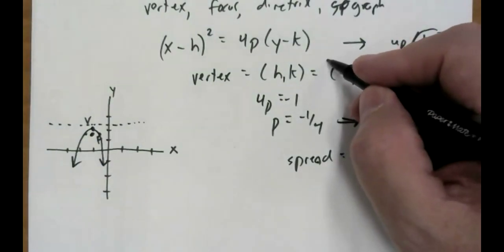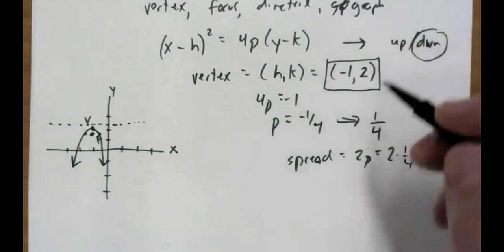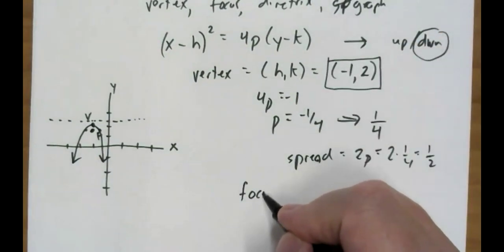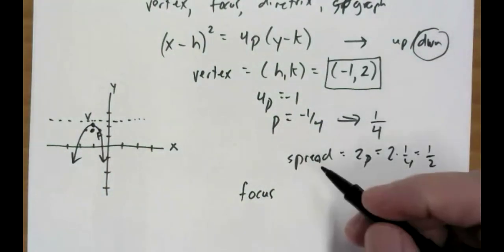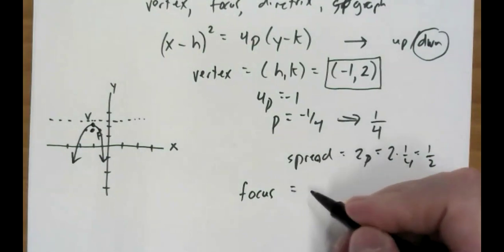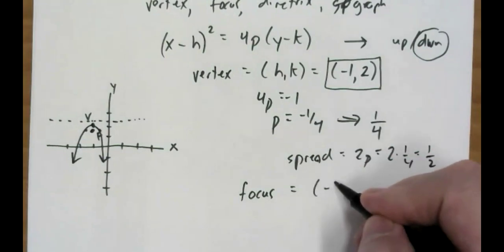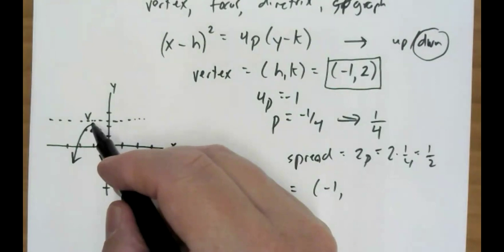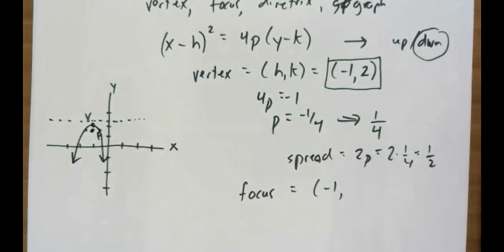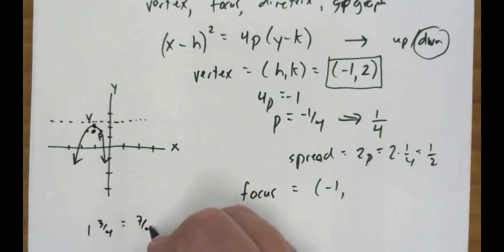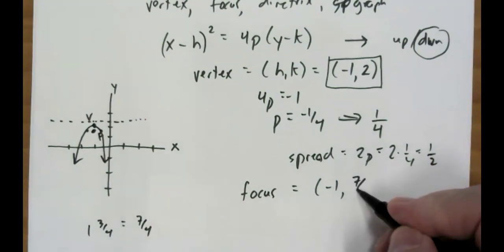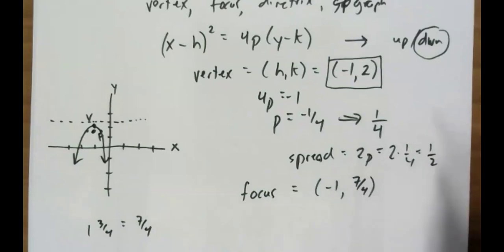So I know the vertex. From the vertex, I ended up going down 1/4. So the x is still -1. I was at 2 for the vertex. I went down 1/4. That's like 1 3/4. Let me write that as an improper fraction. That's 7/4. So the focus should be (-1, 7/4).